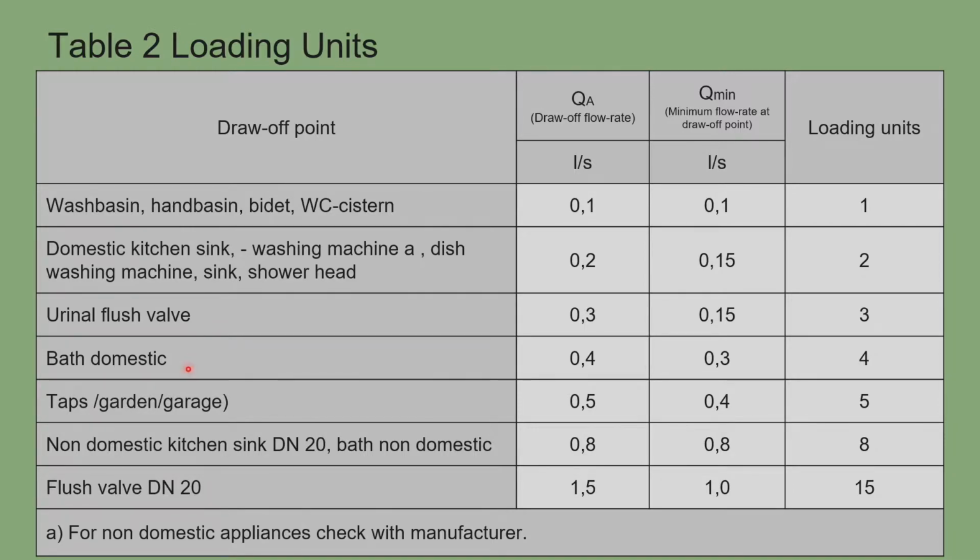Your domestic bath has a loading unit of 4. Taps to gardens and garages have 5. Then you've got non-domestic sinks or baths. These are baths that are over 250 litres in size. They should be given 8 loading units. Then you have these flushes here. These are again large quantity flushes. They would have 15. We rarely come across these when we're designing for domestic use. If it's a non-domestic appliance, though, you must refer back to the manufacturer's instructions.